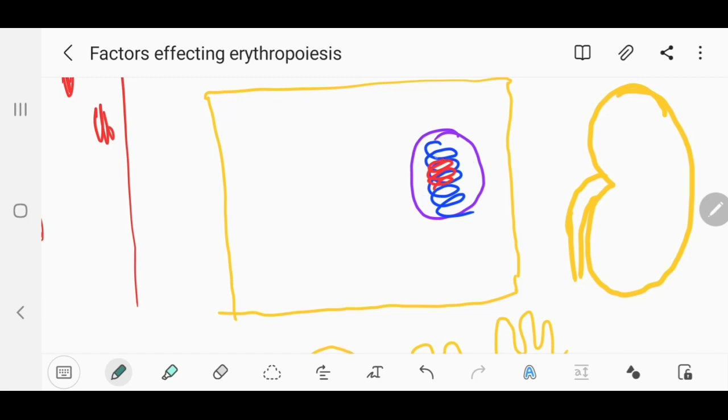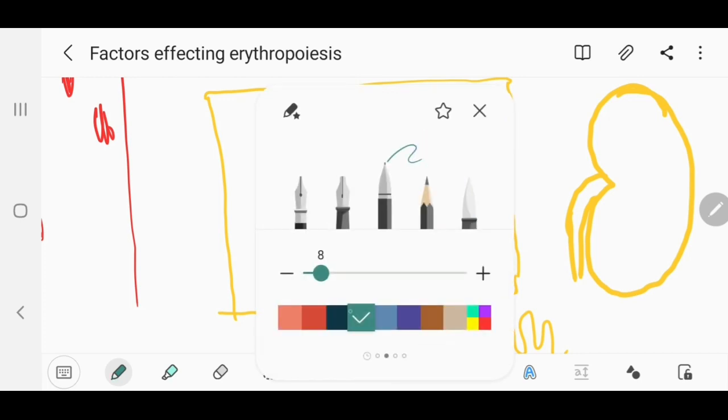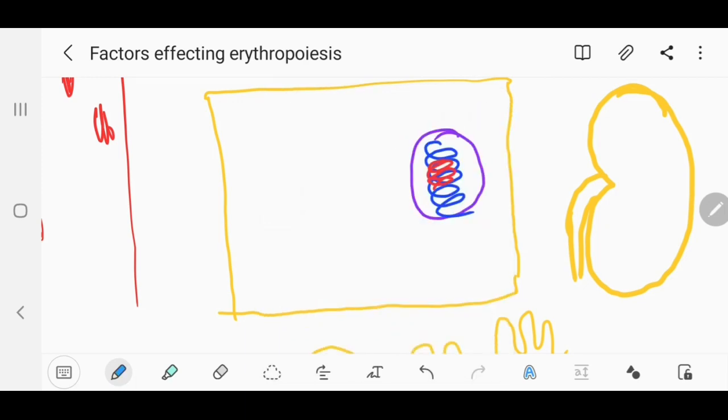So what happens whenever there is hypoxia? Before hypoxia, let's see that this is the cell of the proximal tubule which has a nucleus to it. Along with it there is a DNA, and this red part of this DNA is the erythropoietin gene. This gene has the code for erythropoietin formation.